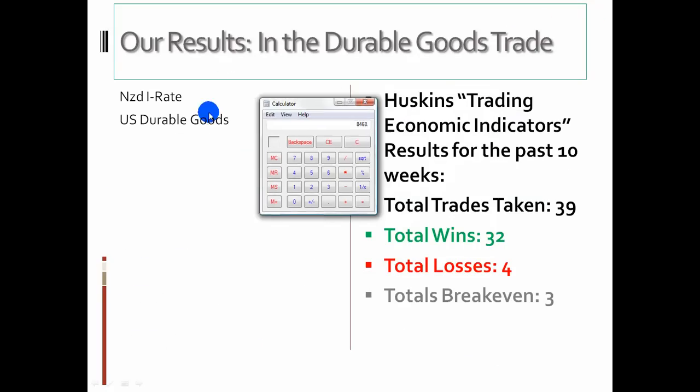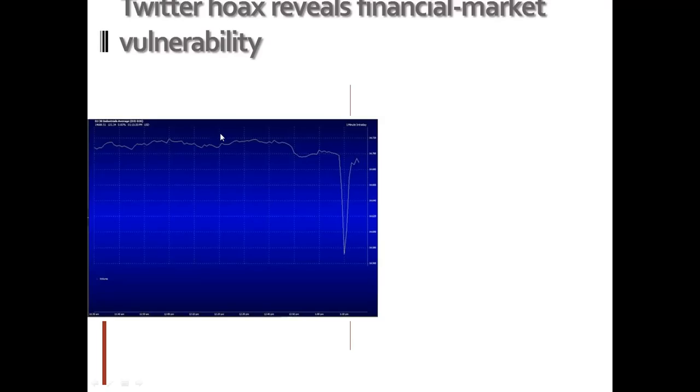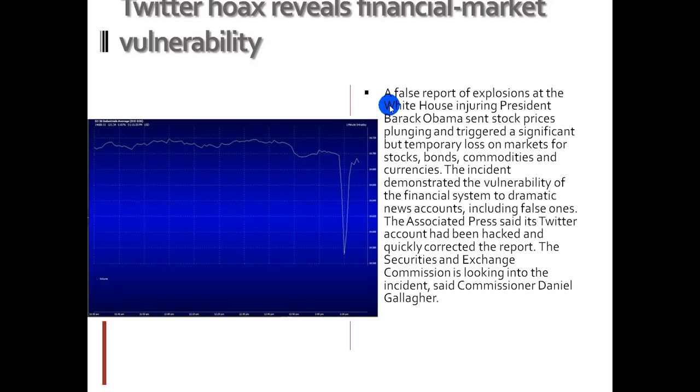Apart from that, we have our US durable goods sales, which we are still in the trade. Now, the Twitter hoax reveals financial market vulnerability. What do I mean by that? Basically, there was a false report of explosions in the White House injuring President Barack Obama. This sent stock prices plunging and triggered a significant but temporary loss on markets for stocks, bonds, commodities, and currencies. The incident demonstrated the vulnerability of the financial system to dramatic news accounts, including false ones.